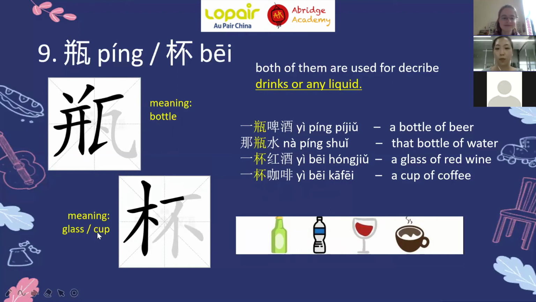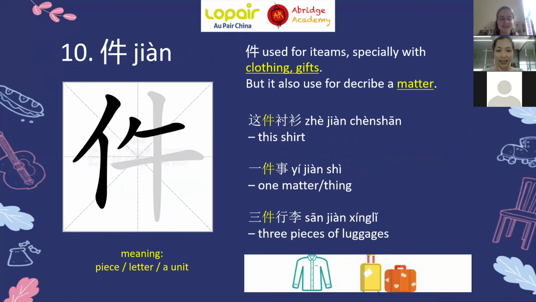Last one, 件. Okay, this is interesting. You will see from the character that this part means a person standing up. We use this measure word for clothing or gifts. So when we describe a t-shirt, clothing, or a dress, anything like that, we use this measure word. 件, jian, 件, okay?